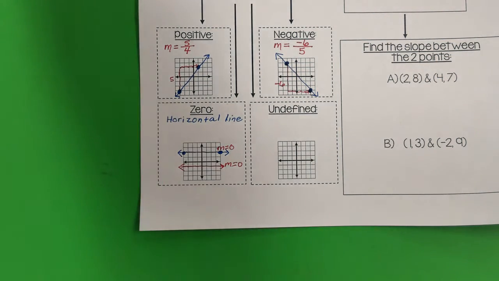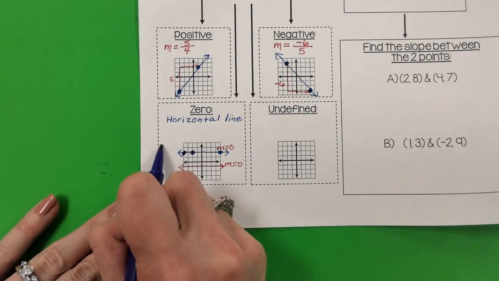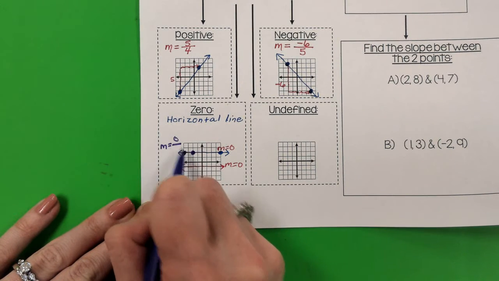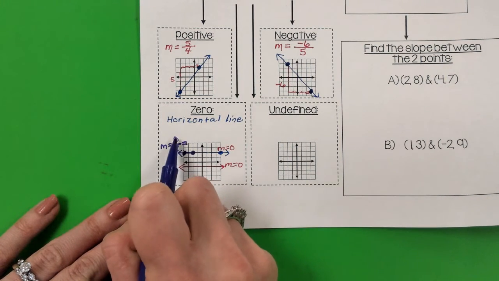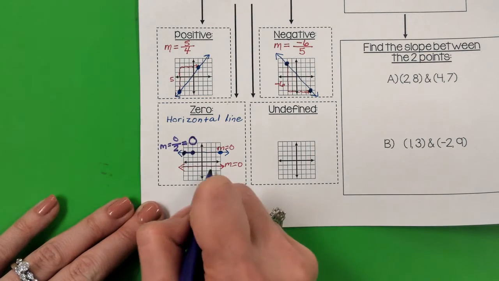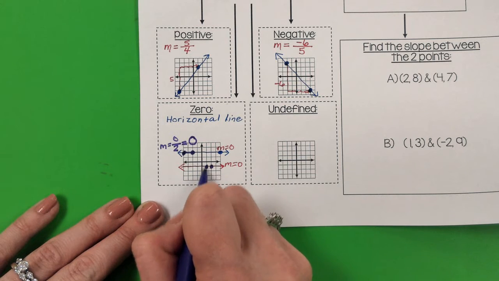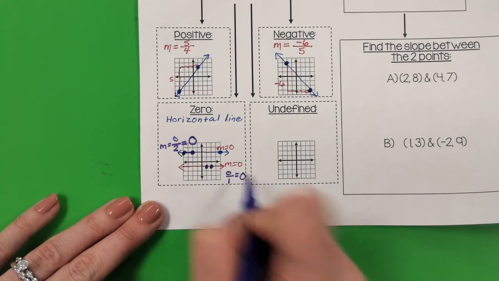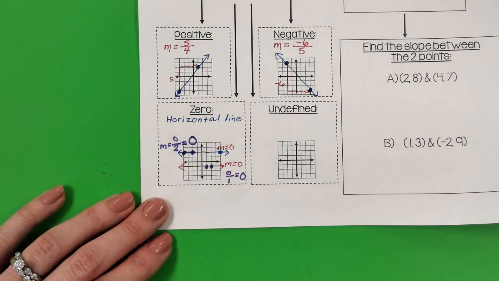Here's the reason. I'm going to pick these 2 points right here. If I rise up 0 and over 2, well, 0 divided by anything is 0. And no matter what horizontal line you do that to, rise 0, run 1, still 0. So any horizontal line will have a slope of 0.